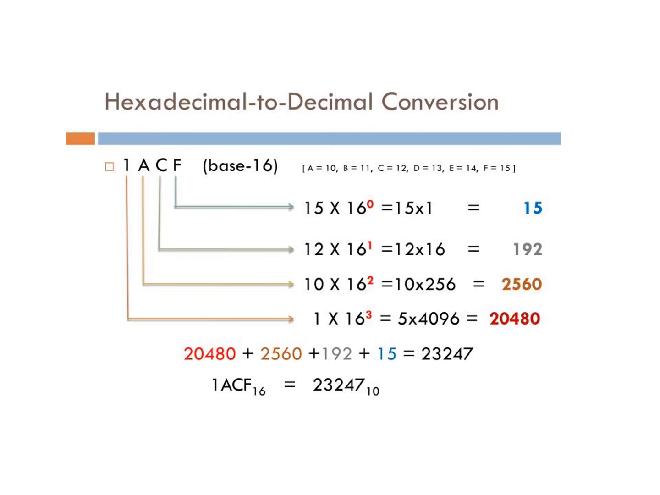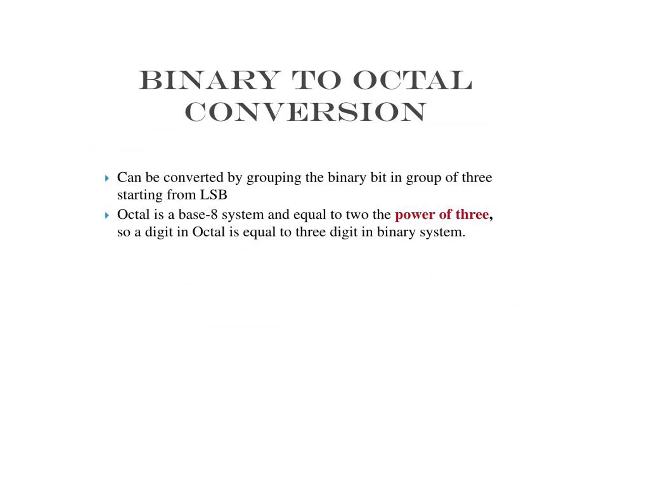The value of F is 15. 15 multiplied by 16 raised to power 0, which equals 1, so 15 multiplied by 1 equals 15. Then 16 raised to power 1 equals 16, and 12 multiplied by 16 equals 192. 16 raised to power 2 equals 256, which is multiplied by 10, so we have 2560. 16 raised to power 3 equals 4096, which is multiplied by 5, and we have 20480. Then all these are summed up and we have the number 23247.